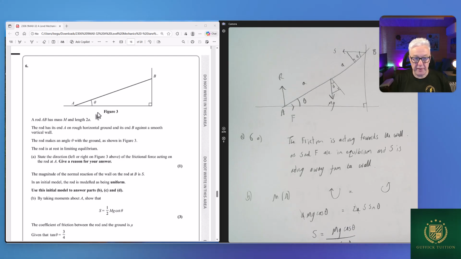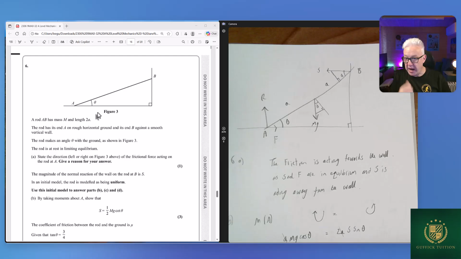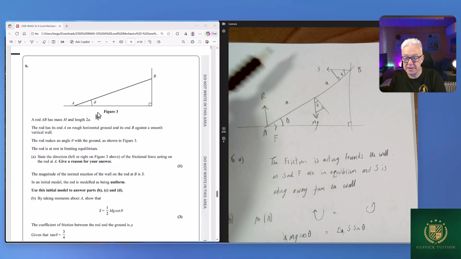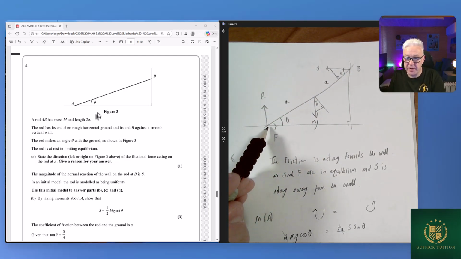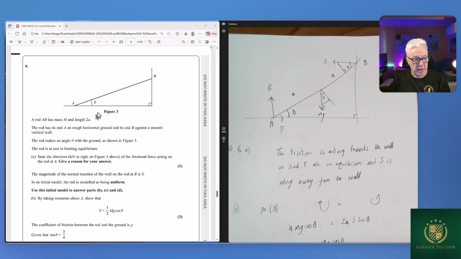State the direction, left or right on figure 3 above, of the frictional force acting on the rod at A, and give a reason for your answer. Well, the frictional force is going to be acting towards the wall. And the reason for that is when we resolve horizontally, we've only got the force F and the force S, and they're in equilibrium. And S is acting away from the wall, so therefore for the system to be in equilibrium, the friction must be acting towards the wall. So that's what we would say for our 1 mark there.